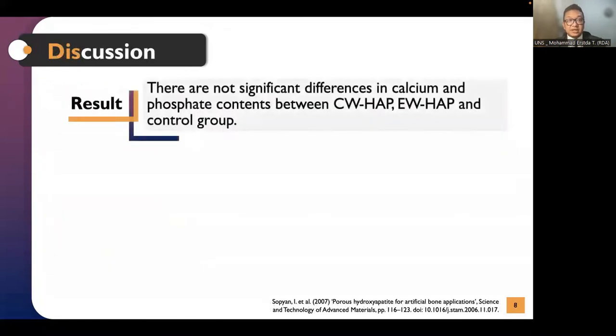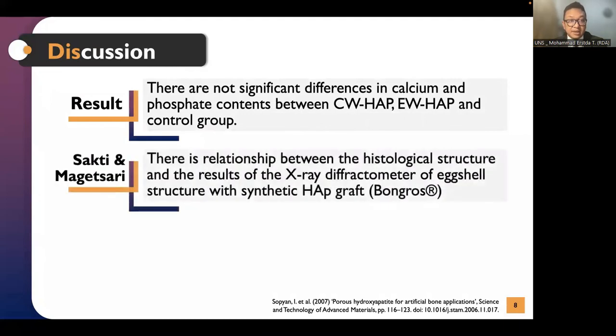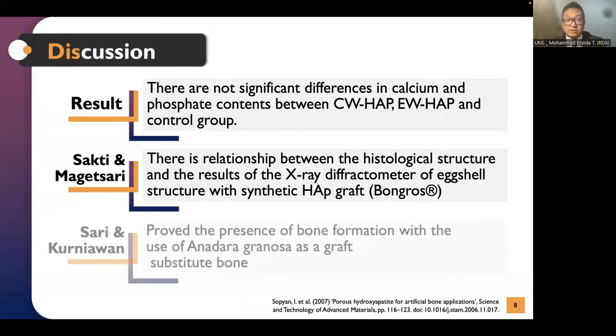For the discussion, there is no significant difference in the calcium and phosphate content between clam shell waste hydroxyapatite, egg shell waste hydroxyapatite, and the control group. From another experiment by Sakti and Magatsari, there is a relationship between the histological structure and the result of the X-ray diffractometer of the egg shell structure with the synthetic hydroxyapatite graft, which is Pongros. Sari and Kurniawan proved the presence of bone formation with the use of Anadara granosa as a bone graft substitute.